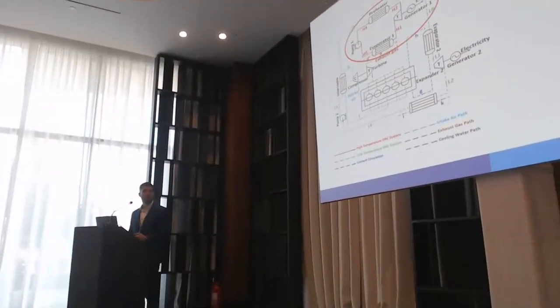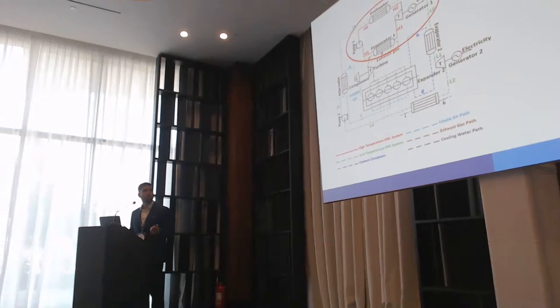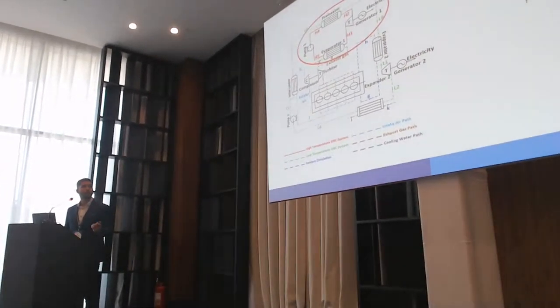In this loop, the organic medium enters pump 1, where it reaches the high pressure of the cycle. Then it enters evaporator 1, where it receives heat from the exhaust gases of the main diesel engines. Then it is expanded in expander 1, producing electricity. Afterwards, it is condensed in the preheater, preheating the organic medium of the low temperature cycle.